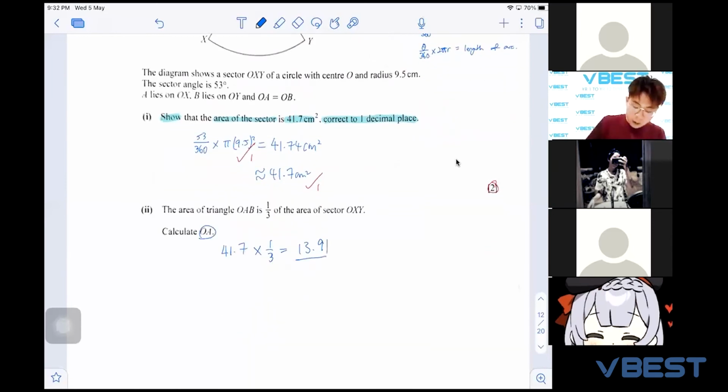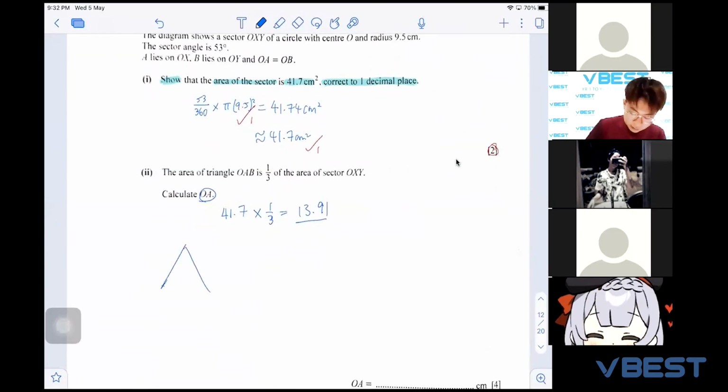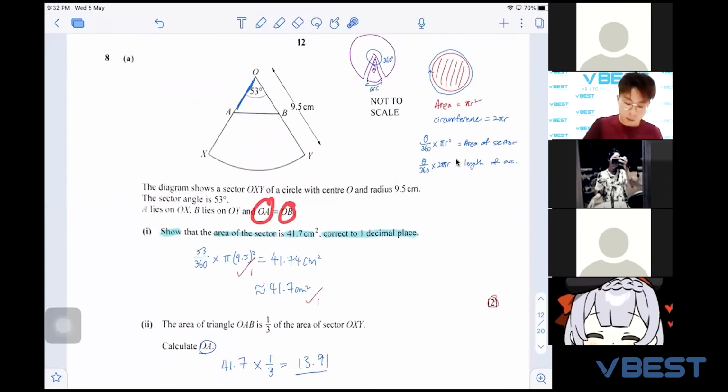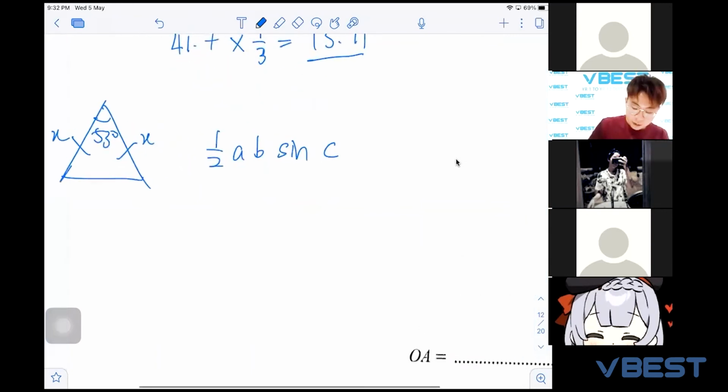They want you to find OA. OA is a side of this triangle. This angle is 53 degrees. They already say OA and OB are equal, so let's assume both are X. How do we find the area of this triangle? We have half ab sine C. So half times X times X times sine of 53 degrees equals 13.91.